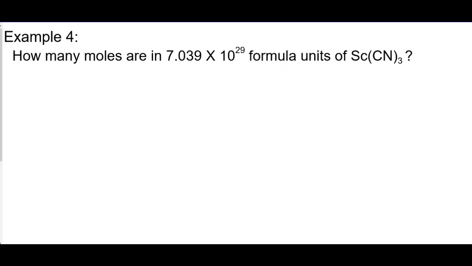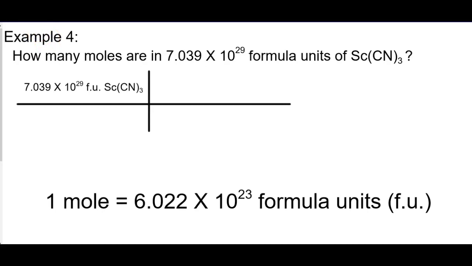Okay, example 4. How many moles are in this many formula units? Formula units is used instead of atoms and molecules because this is an ionic compound. That's why technically we'd use the word formula unit. So we're going to start with what we're given: 7.039 times 10 to the 3rd formula units.